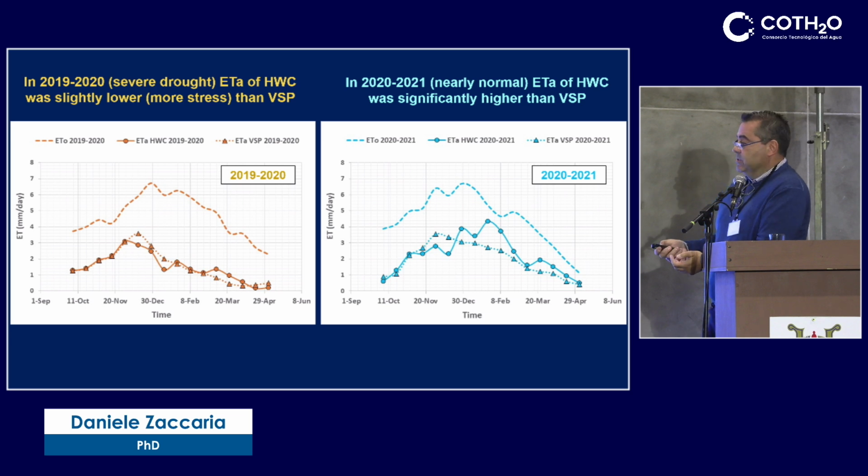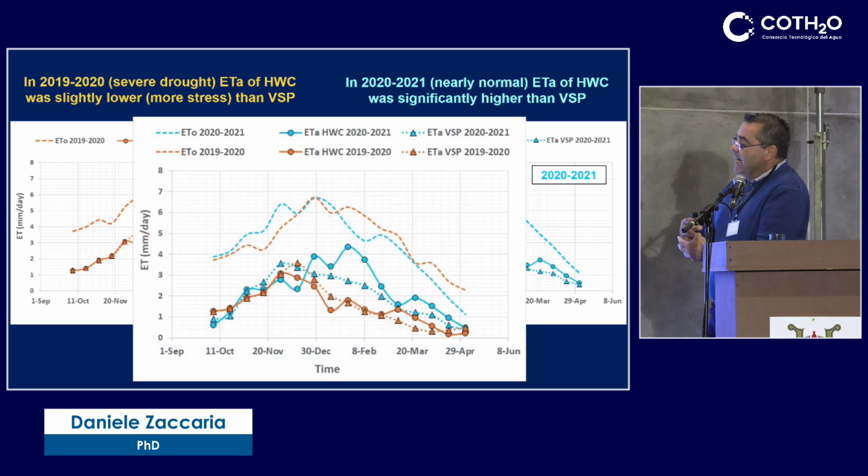When we combine all the results together, just to give you an idea, the graph becomes very messy. But you can see the two reference ET, they're pretty much the same on the seasonal trend. But you can see also the difference between high wire cordon in 2020 and 2019 versus VSP in 2020, 2019, 2020, and 2021. And so you can get a sense of the relative differences.